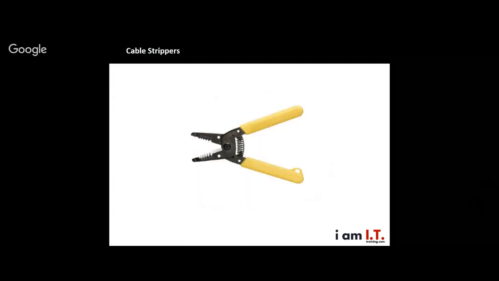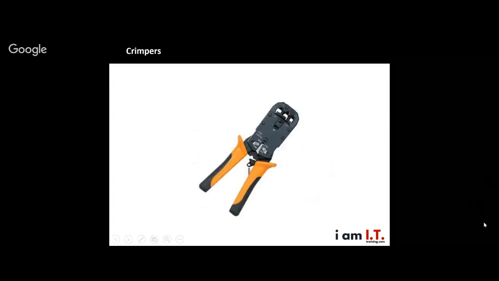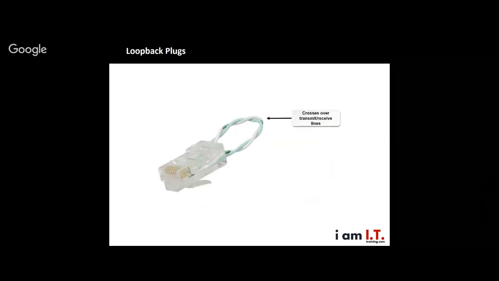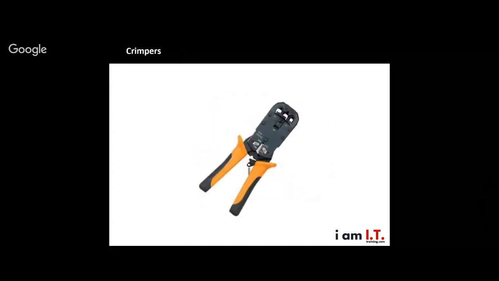Cable strippers are something that are pretty straightforward. These are wire strippers, and you're just going to be using those to take off the protective coating on the outside of your cables. Now, most crimpers actually have a stripper. Most crimpers have a cable stripper built in.